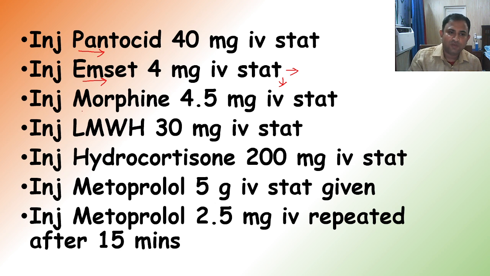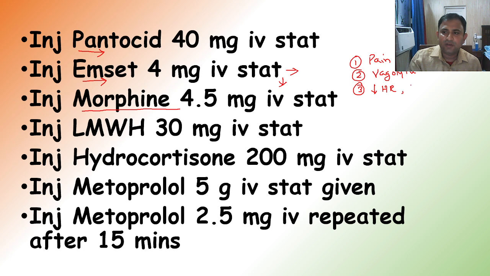So next was morphine. Morphine over here has multiple actions. The first action is that it will cause pain relief, because the patient is in an excruciating amount of pain. Second, it also acts as a vagolytic, so the vagal tone goes down and the heart rate decreases, and it also causes a decrease in preload. So it helps the heart to perform better.